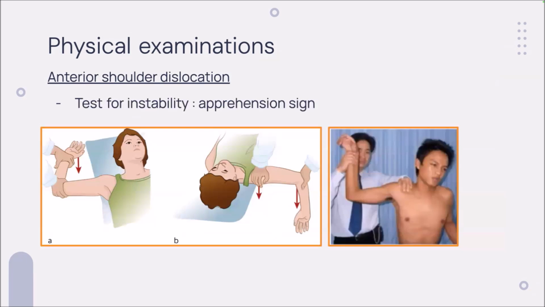So another one is a test for instability. It's called the apprehension sign. It's the sign where we abduct the arm about 90 degrees with passive motion to the maximum external rotation of the arm, and then forward pressure is applied to the posterior aspect of the humeral head. If the patient feels any pain or instability in the shoulder, this sign is positive.